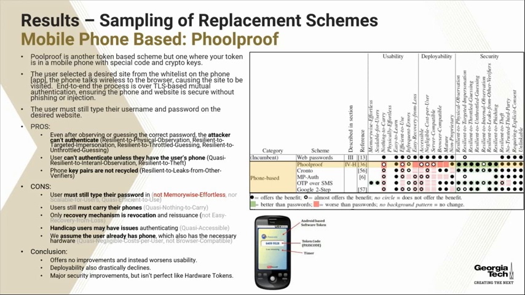Some cons are users still must have their phones, and it really doesn't solve the username and password problem that we've been trying to combat this whole time. And the recovery mechanism is really difficult. If you lose your phone or your key just goes kaput, what do you do? Handicapped users might have some issues with this, but nevertheless, deployment is a huge issue here. Usability doesn't really improve, and security, yes, is increased, but at what cost?